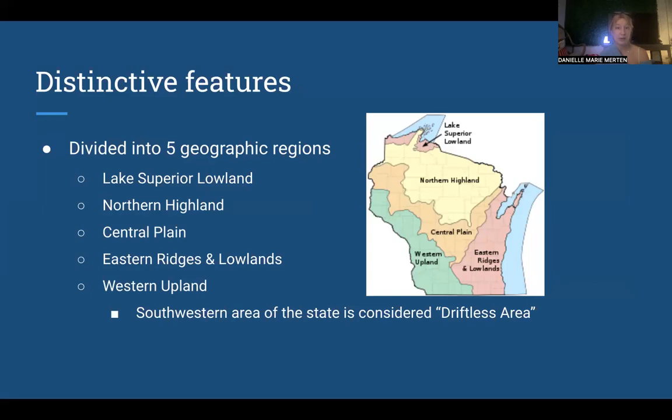And there's also an area in the Southwest known as a driftless area. And a driftless area occurs where there's a lack of glacial drift, so it's kind of not impacted by a glacier's retreat.